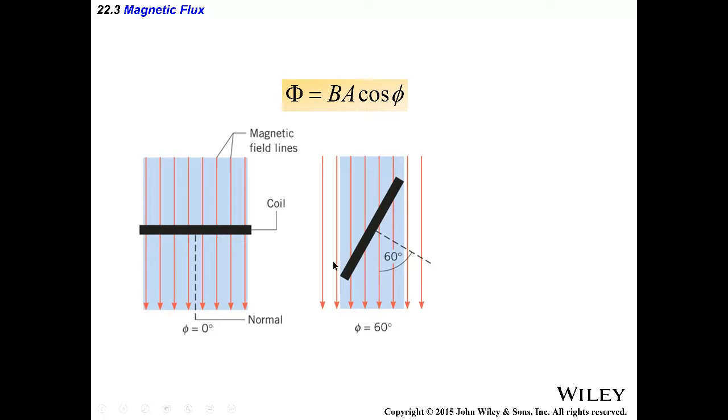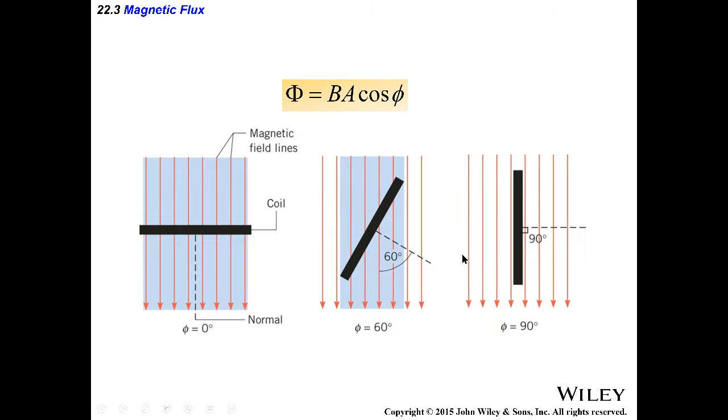But if it is a coil that is not perpendicular, but oriented this way, then the perpendicular component of the magnetic field is now cosine of 60 degrees, because this is the component of the magnetic field normal to this coil. All right. So if this is the orientation, then the magnetic flux is the magnetic field times the area of this coil times cosine of 60 degrees.